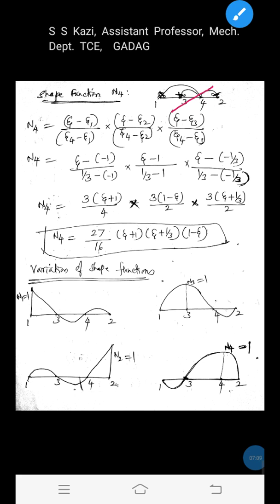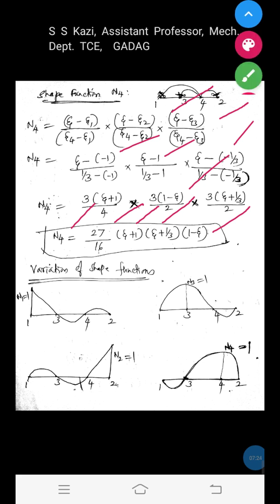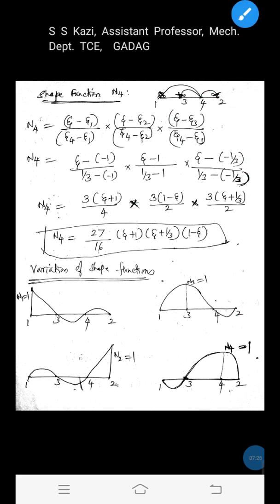Once you write the formula by using the Lagrangian shape function, you substitute all the natural coordinate values that we know, zeta 1, zeta 2, zeta 3, zeta 4, and simplify it. We will get the N4 shape function at node 4: 27 divided by 16 into (zeta plus 1) into (zeta plus 1/3) into (1 minus zeta). This is how we can derive the shape functions N1, N2, N3 and N4 by using the Lagrangian form of shape functions. In the previous video we also discussed the Lagrangian form of shape function formula for a 1D quadratic element. You just go through that, my dear students.